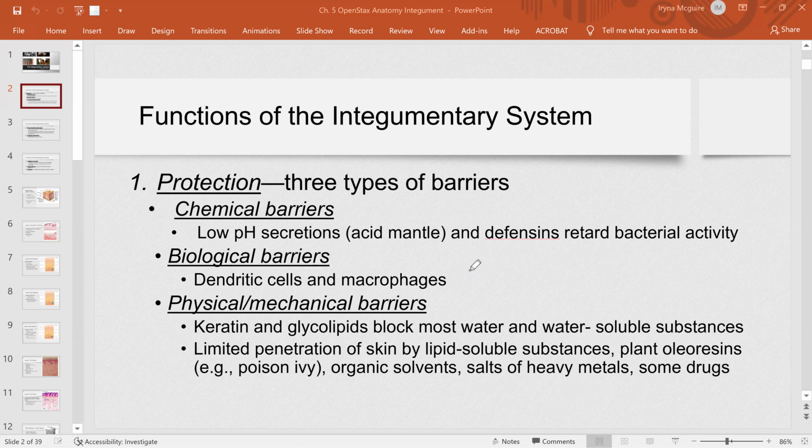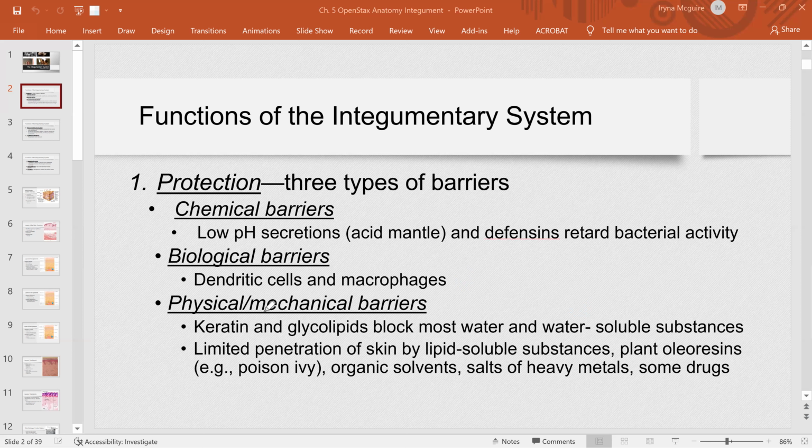So they can engulf and destroy different pathogens. It's also your physical or mechanical barrier. On your skin, you have keratin. It's a protein. And you have glycolipids. Now, keratin and glycolipids block most water and water-soluble substances from entering your body, and at the same time from leaving your body, because you don't want to dehydrate if you lose water, right?